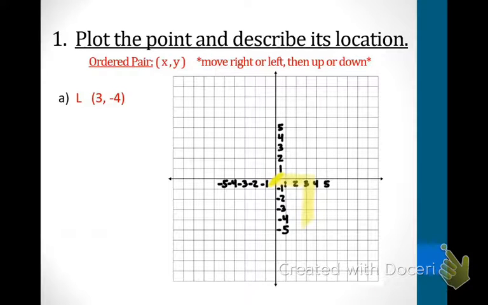When you're plotting a point, you don't need to show the path that you're going. This is just to help you so that you can see. Instead, all you're going to do is plot the point. So I know I went to the right 3 and down 4. This right here is where I need to plot my point. As I come back over here, I can see that is point L. So I'm going to label it point L.